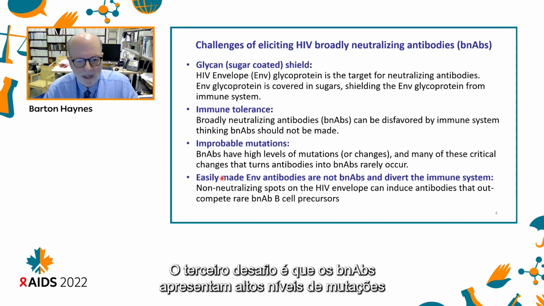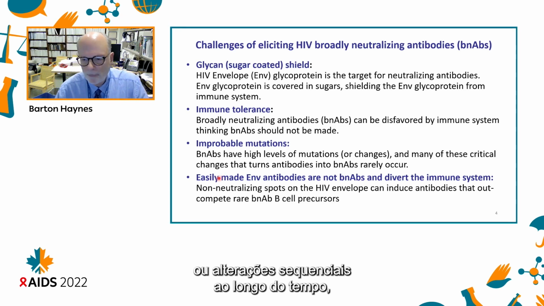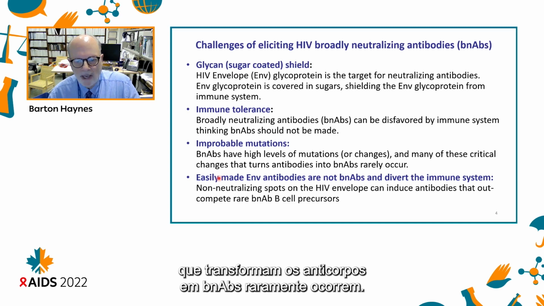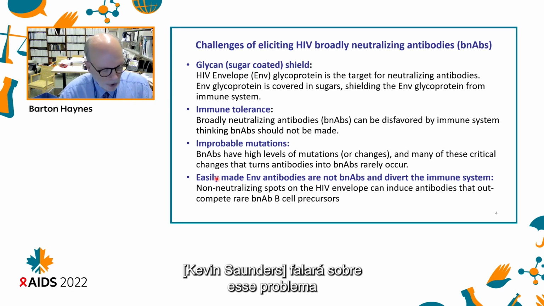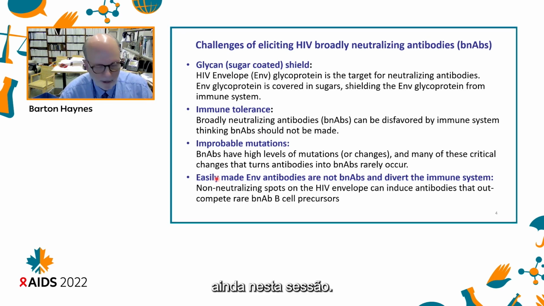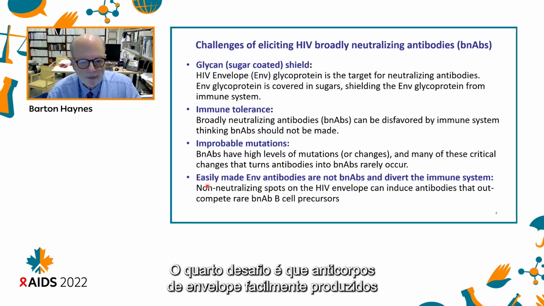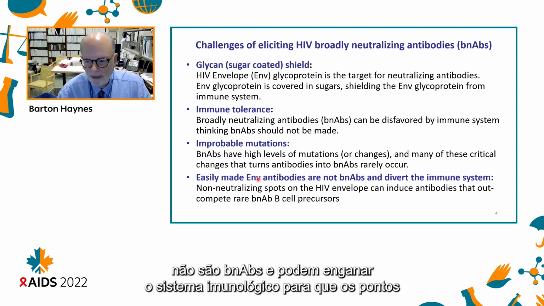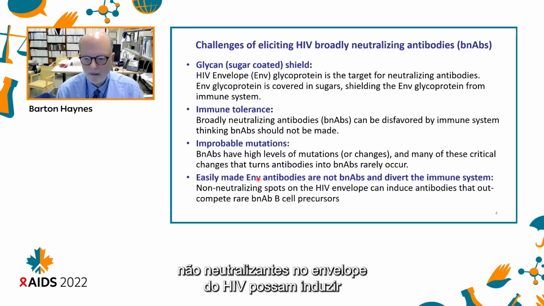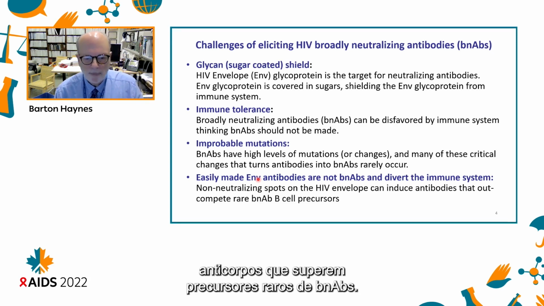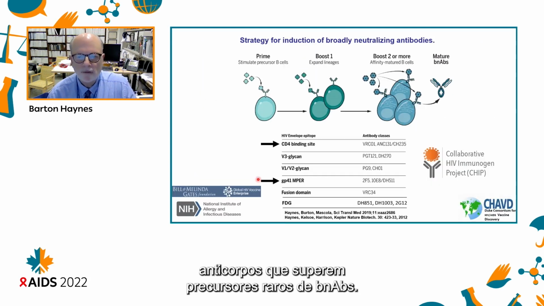Third, broad neutralizing antibodies have high levels of mutations, or changes that occur over time in their sequence, and many of these critical changes that turn antibodies into broadly neutralizing antibodies rarely occur. And Kevin Saunders will talk about this problem later on in this session. And fourth, easily made envelope antibodies are not broadly neutralizing and can divert the immune system, such that non-neutralizing spots in the HIV envelope can induce antibodies that outcompete rare broad neutralizing antibody precursors.